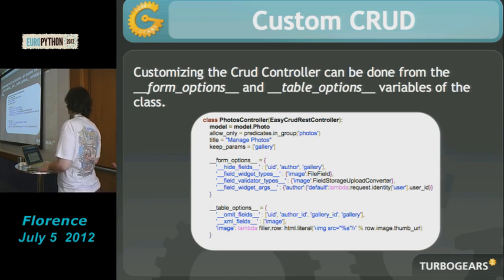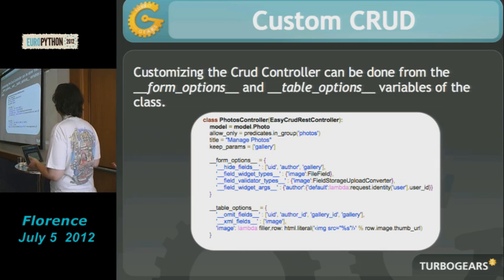Also, we have the table options, which make it possible to customize the table interface, the listing of our data. In this case, we are telling it that we don't want to show the author ID, the gallery ID, and the gallery itself, because we should know where we are and which gallery we are looking at. And we are going to tell it that we want to use HTML to display the image field, so just display the image as an img tag.